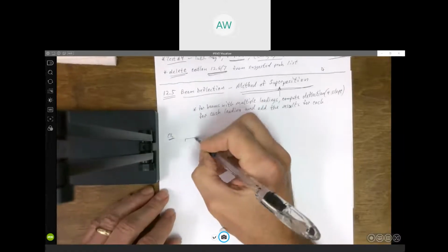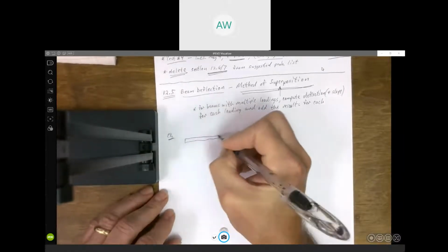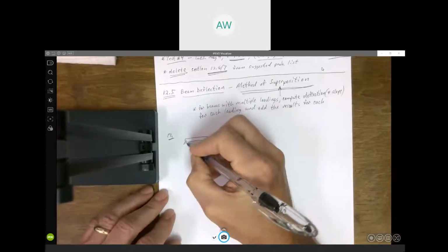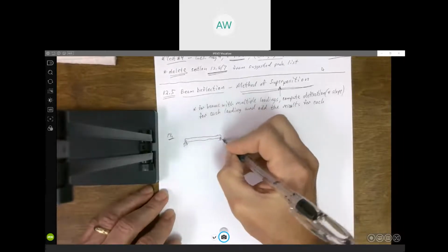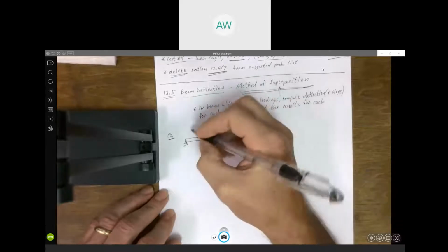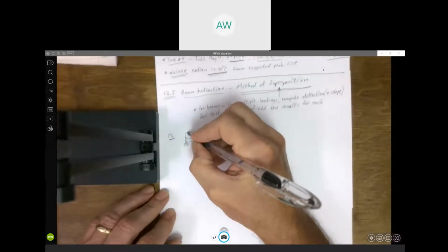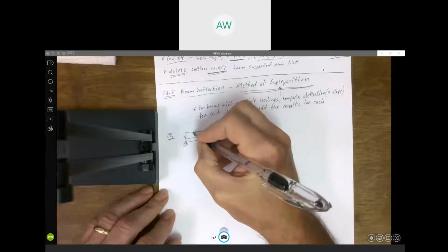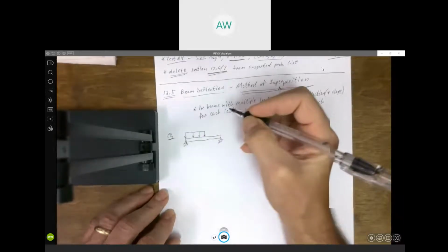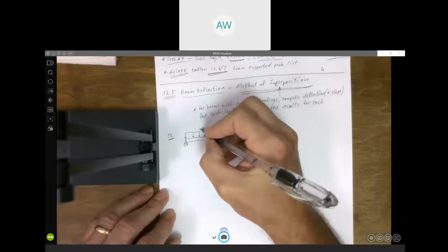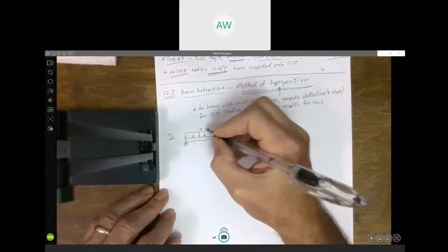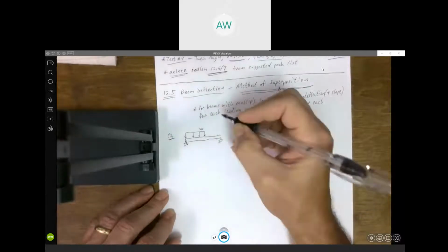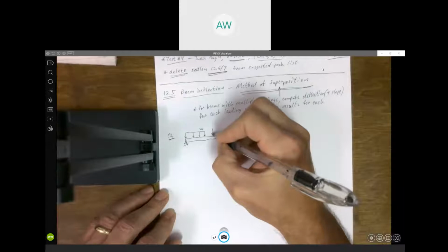Say we've got a beam. Let's make it simply supported, with a pen and ruler. And maybe we put a distributed load on half of this. We call it W naught. And maybe we've got some concentrated force P.